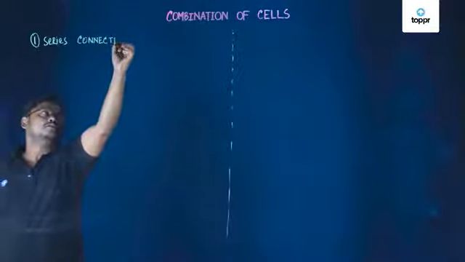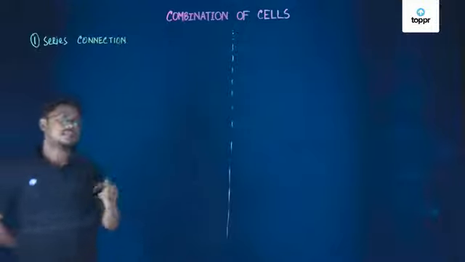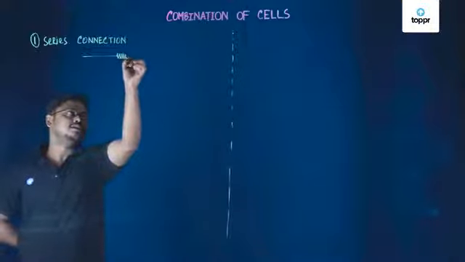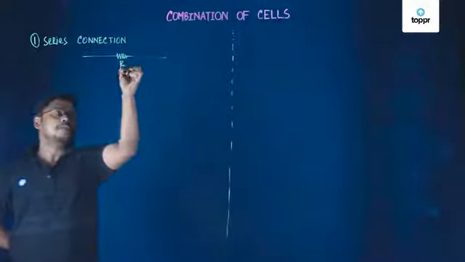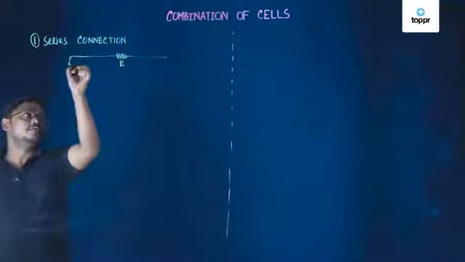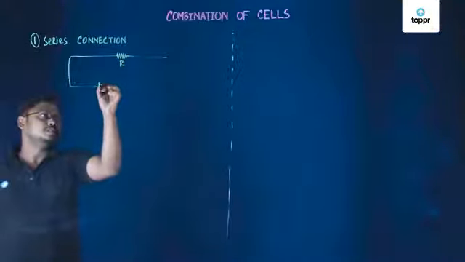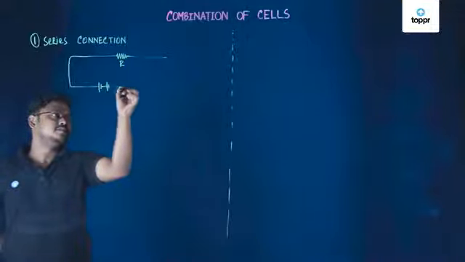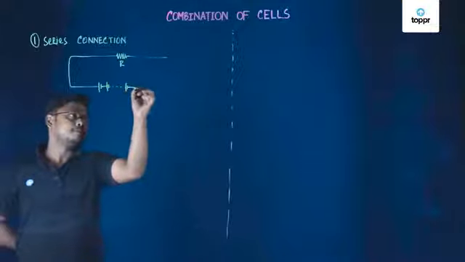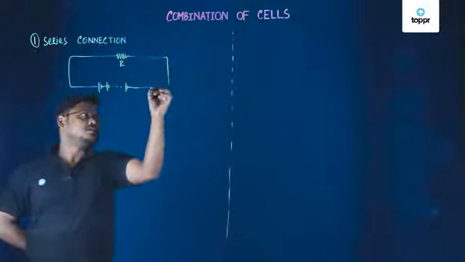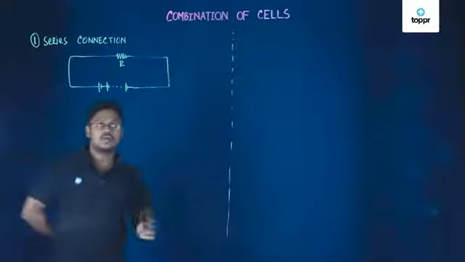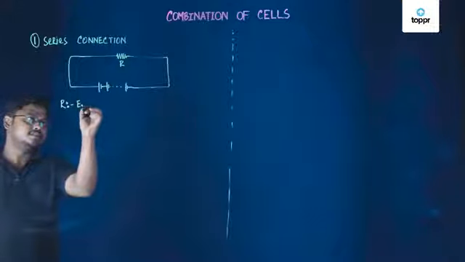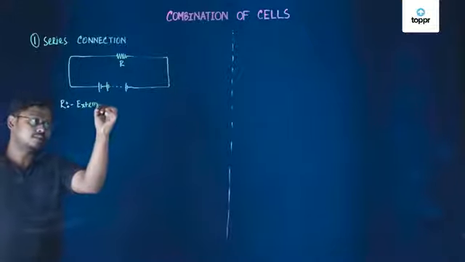While dealing with the series connection, first let us draw a simple circuit. Let's say this is my external resistance, R, which is connected to the series connection of cells. These are the cells which are connected in series like this. In this connection, R is our external resistance.